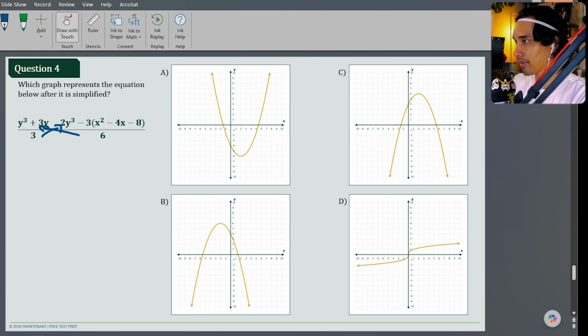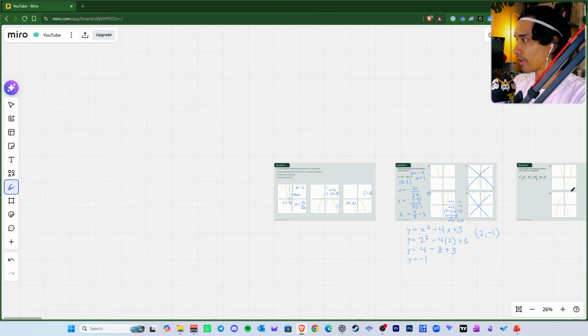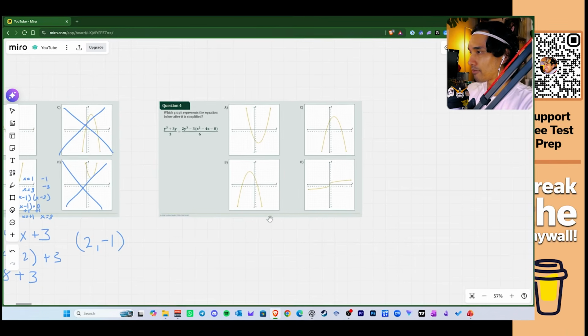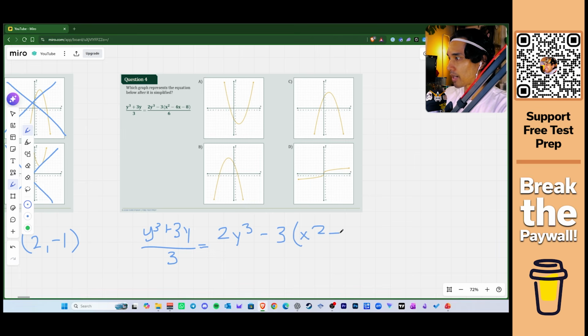Let us go on the Miro board. And again, bear with me as I'm learning this Miro board, okay? There we go, I have more control when I do that. So let me start writing. So we have (y cubed plus 3y) over 3 equals (2y cubed minus 3 times (x squared minus 4x minus 8)) over 6.